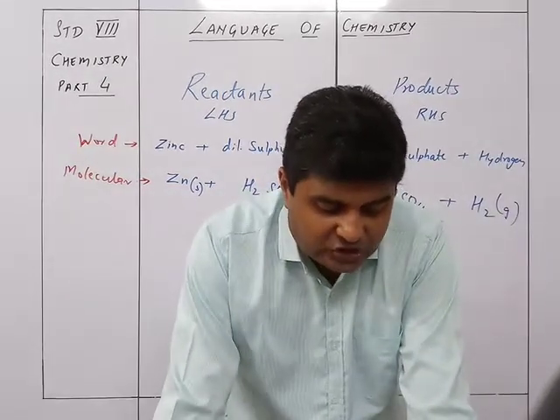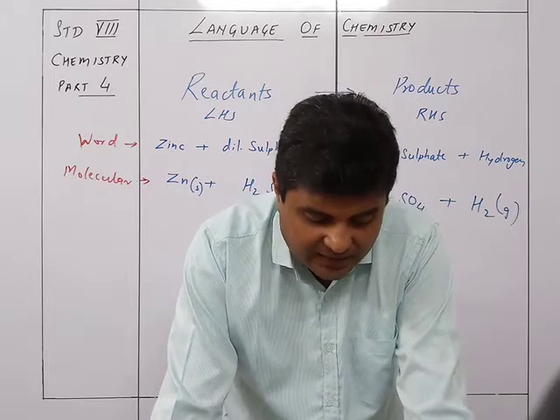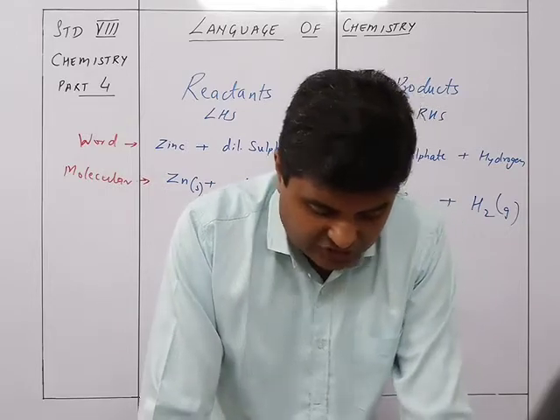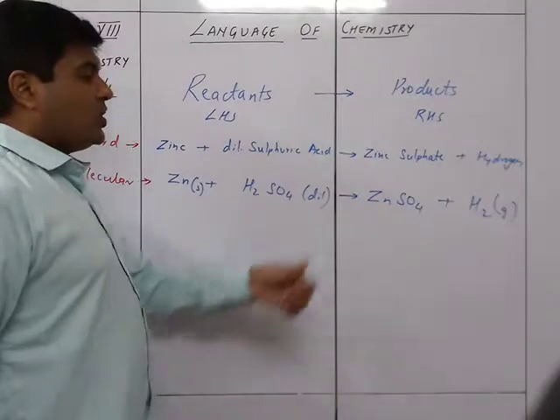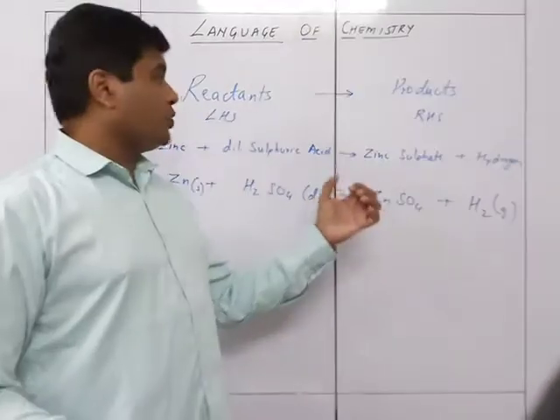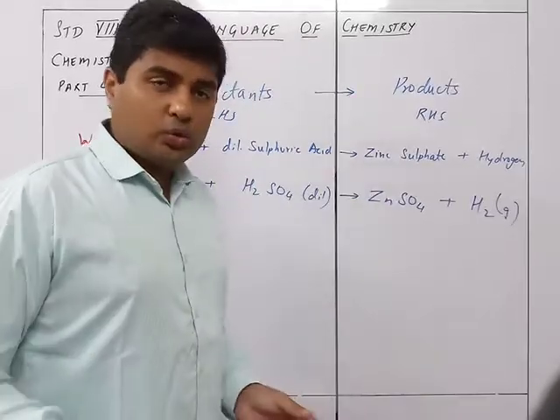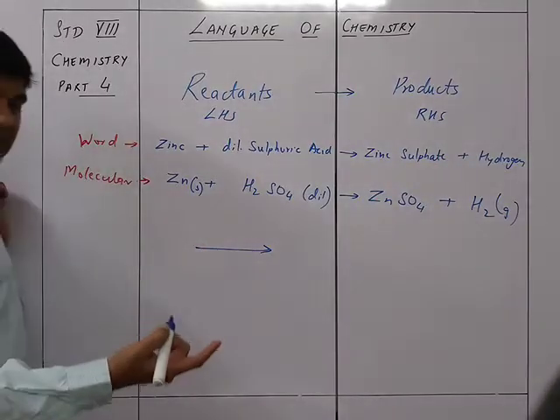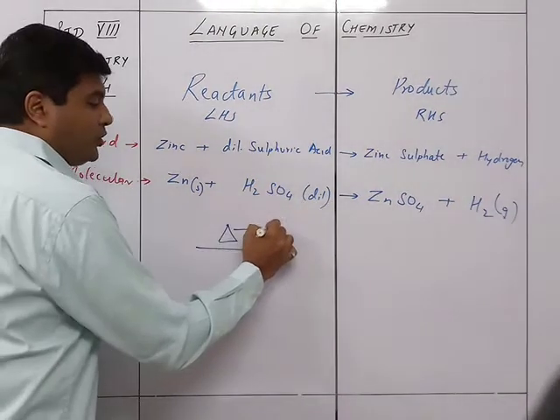Third, it can show the special conditions required for the reaction to take place, such as heat, catalyst, etc., and show directions of reactions. So the arrows over here are not just a simple arrow to tell that this is going to form this. Arrows can also be used in a way that we can write something above the arrow. Like for example, if I write a triangle over here, it means that I am going to heat it.